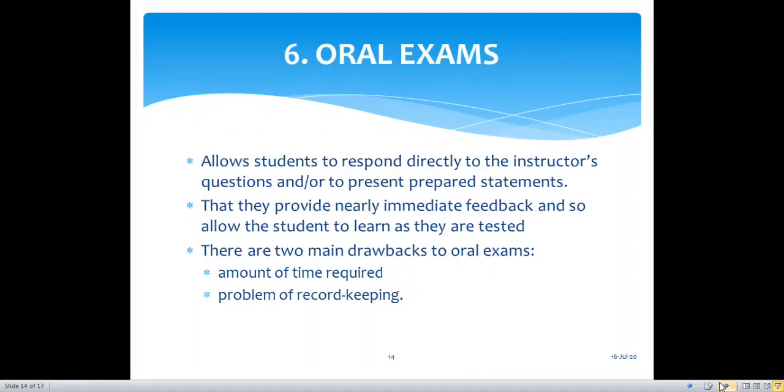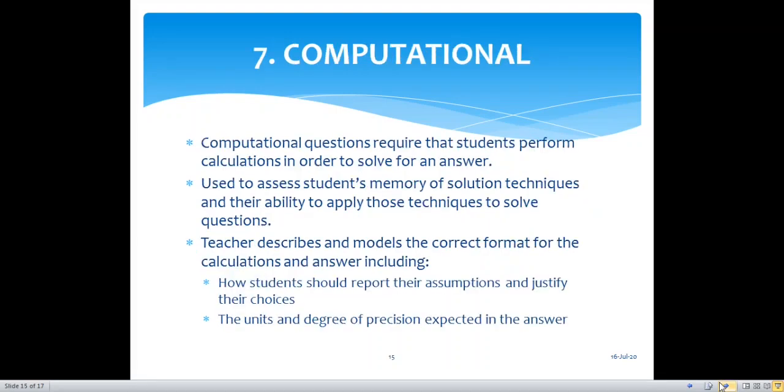We also have oral exams. It allows students to respond directly to the instructor's questions or to present prepared statements. They provide nearly immediate feedback and so allow the students to learn as they are tested. There are two main drawbacks to oral exams: the amount of time required and the problem of record keeping.